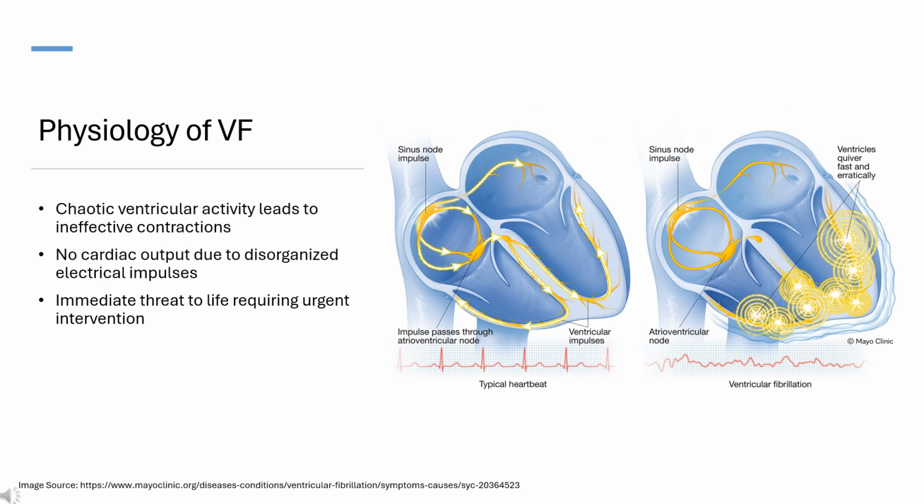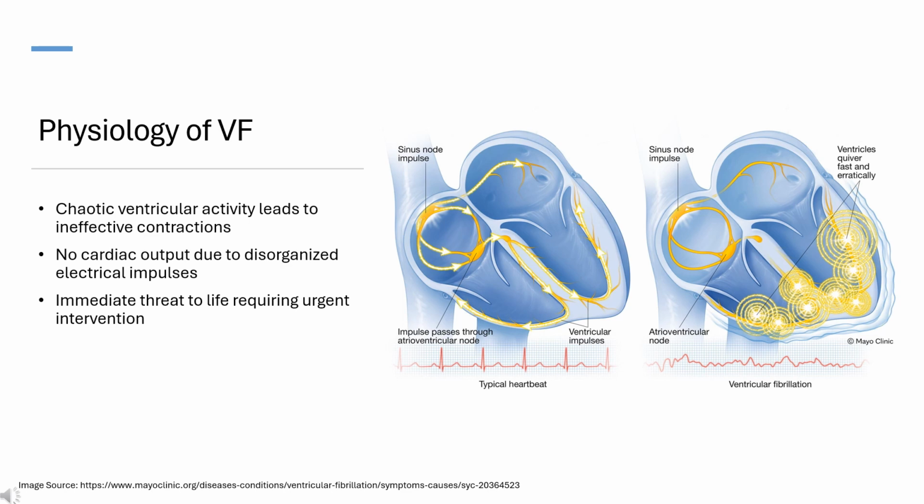The quivering of the ventricles is insufficient to generate the pressure needed to open the aortic valve and push blood into the systemic circulation. Cardiac output is the volume of blood the heart pumps per minute. It is a product of the heart rate and the stroke volume. Effective cardiac output requires coordinated contractions of the ventricles to ensure that blood is pumped efficiently to the body and brain. In VFib, the disorganized electrical impulses result in the absence of effective ventricular contractions. Without these contractions, there is no stroke volume, meaning no blood is ejected from the heart. Consequently, there is a complete loss of cardiac output.